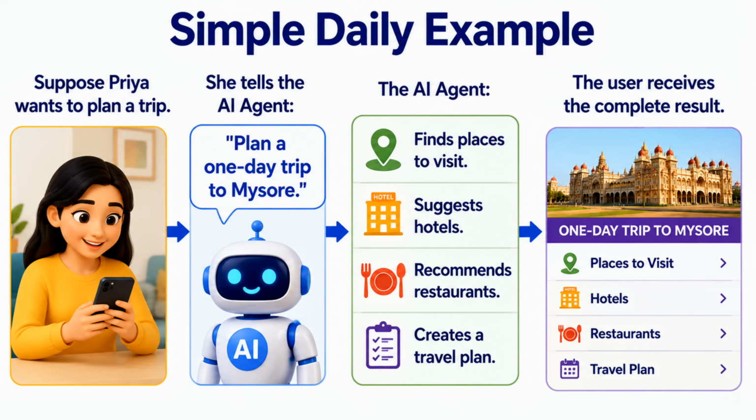Now we will see a simple daily example. Suppose Priya wants to plan a trip. She tells the AI agent, plan a one-day trip to Mysore. The AI agent finds the places to visit, suggests the hotels, recommends restaurants, and creates a travel plan. The user receives the complete result.